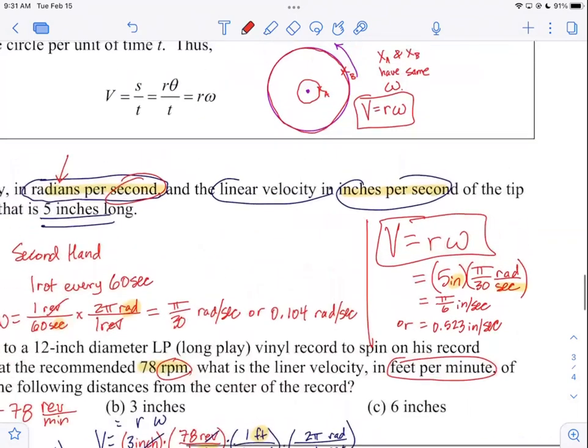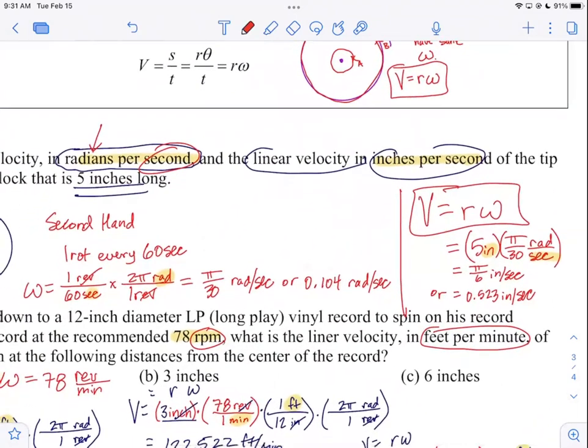Okay. So now I could do the same thing. Like tomorrow on the test, if it's not the second hand, if it's the minute hand, no big deal, right? The minute hand makes one rotation every 60 minutes. Very good. Every hour. Or the hour hand makes one rotation every 12 hours. Very good. Yeah, you need to go home and look at your clock.